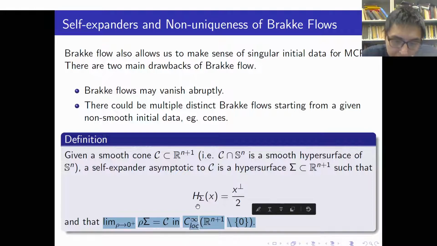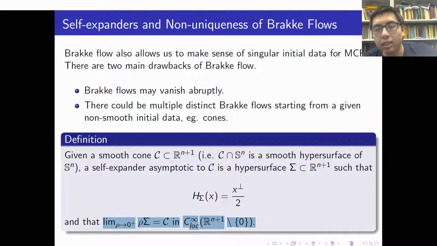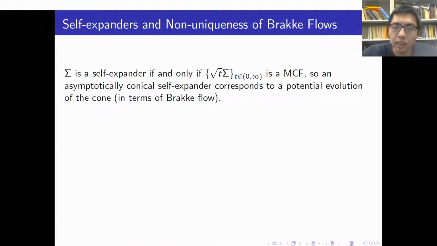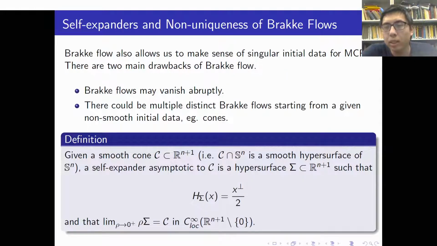I mean that the limit as rho goes to infinity, so if you zoom out of sigma, at infinity it looks like the cone. Notice that obviously because the cone is singular at the origin, the convergence can't be taken in C infinity loc of the entire Euclidean space, so it has to be the entire Euclidean space minus 0. Okay, and the self-expander. Oh, sorry. One remark here is that in general you don't have to talk about self-expanders asymptotic to a cone.